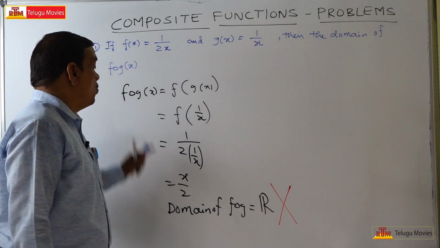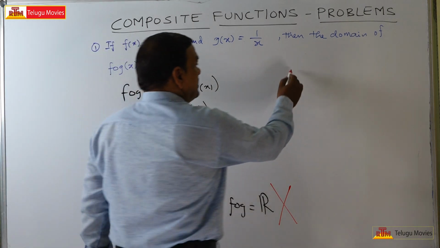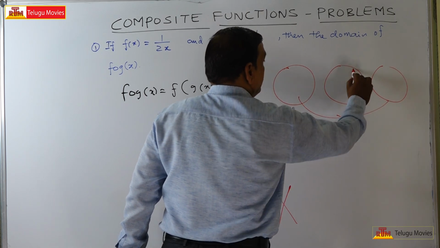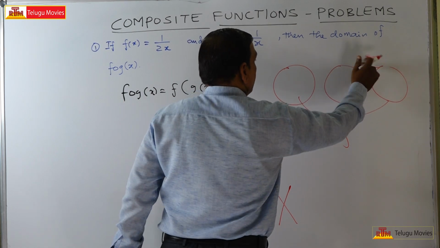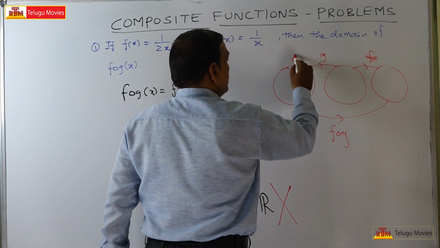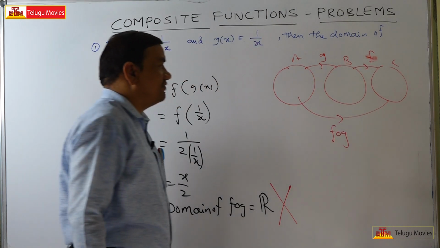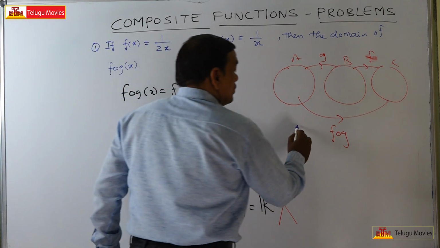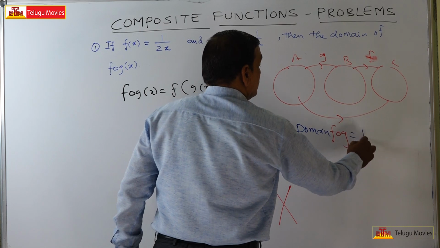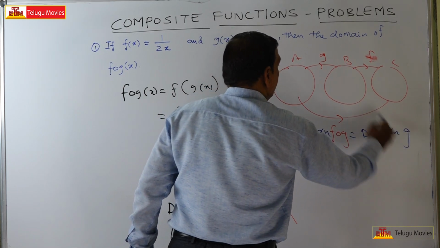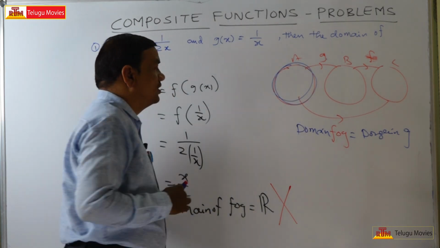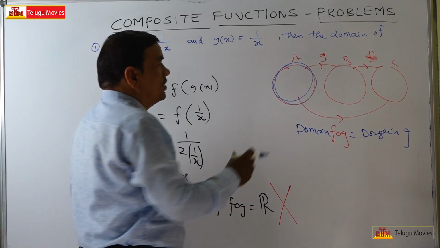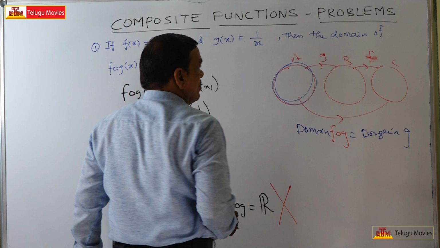Why, sir? What is f circle g? What is the definition of f circle g? F circle g means this must be g, this must be f, with sets A, B, C. Therefore, f circle g is a function from A to C. As I already told, the domain of f circle g is the same as the domain of g.